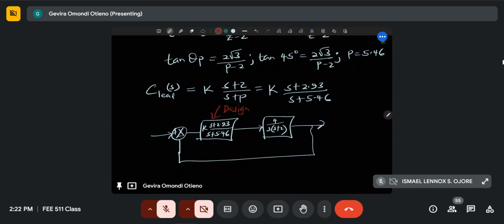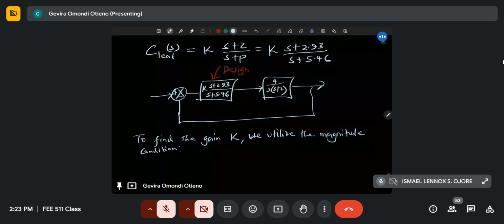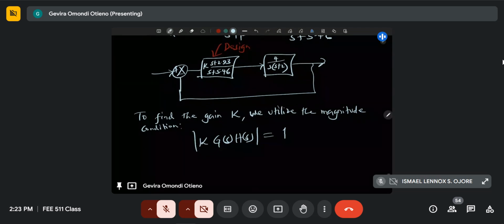But now notice there's this unknown, which is the K. So the K can be easily obtained. To find K, it's a very easy thing. I told you, to find the gain K, we utilize the magnitude condition. For those who have forgotten, the magnitude condition says that the magnitude of that function should give us 1. Therefore, we can get K out of here, meaning K should be equal to 1 over the magnitude of G of S, H of S. So then we can obtain K.